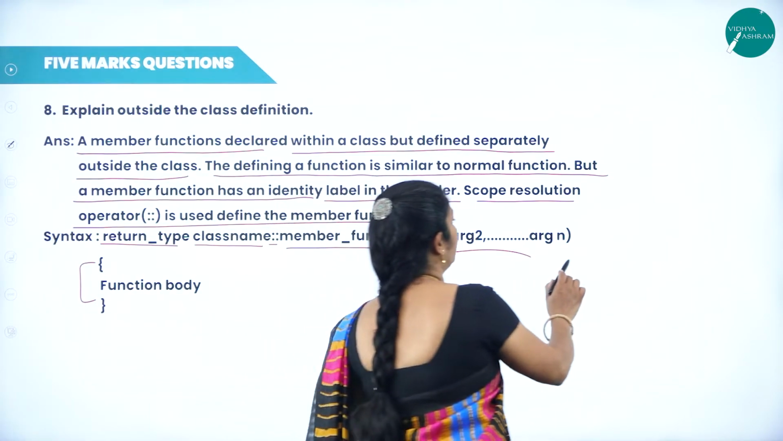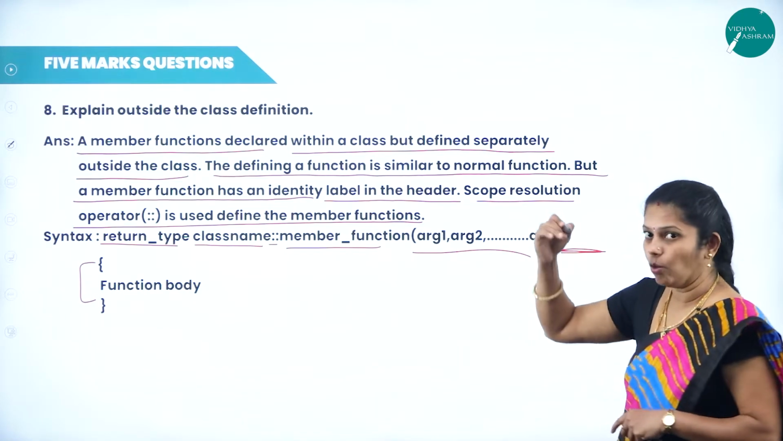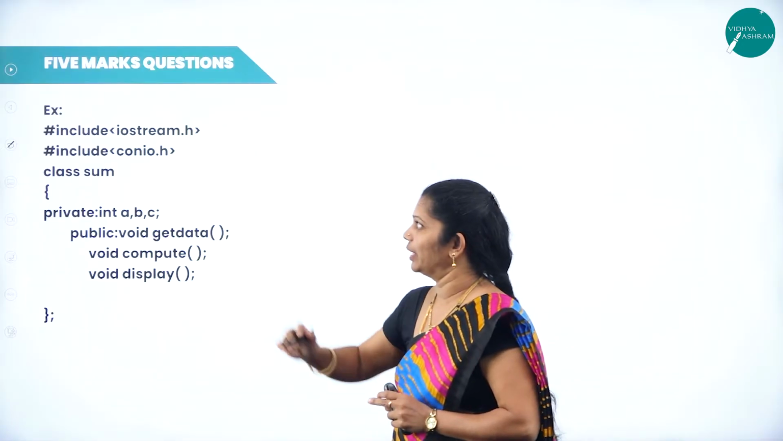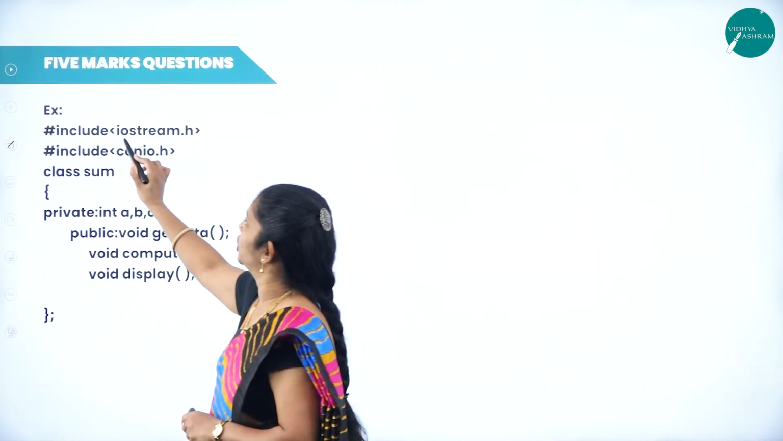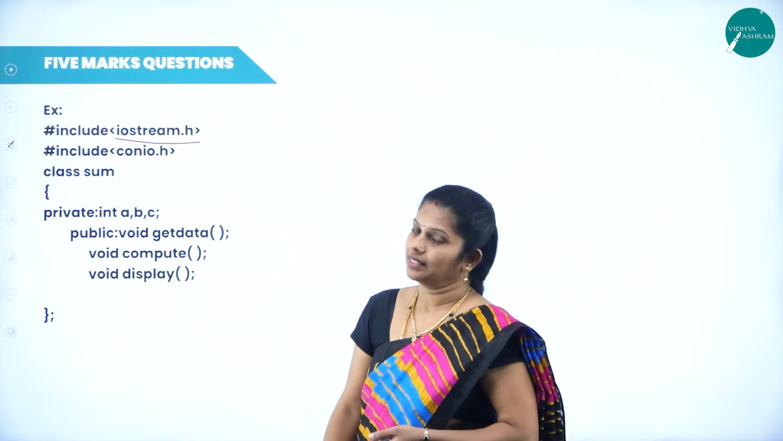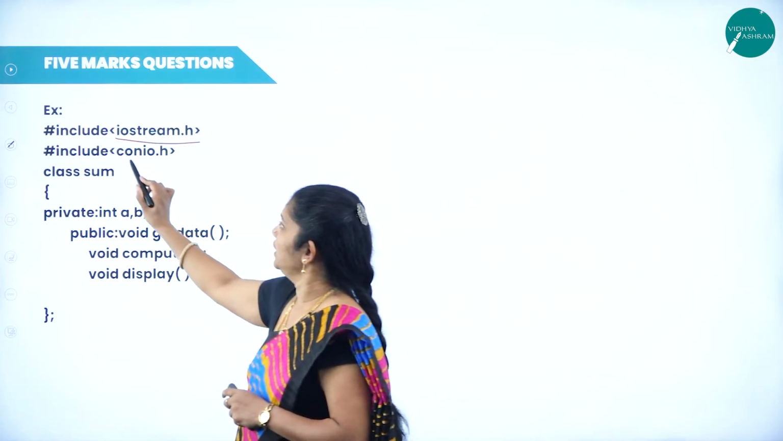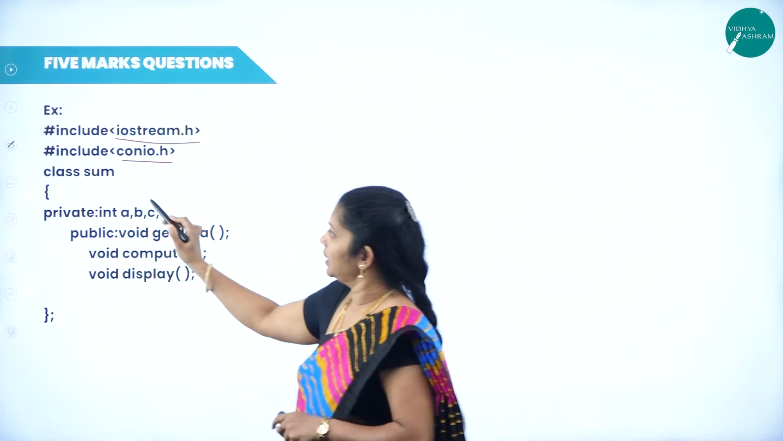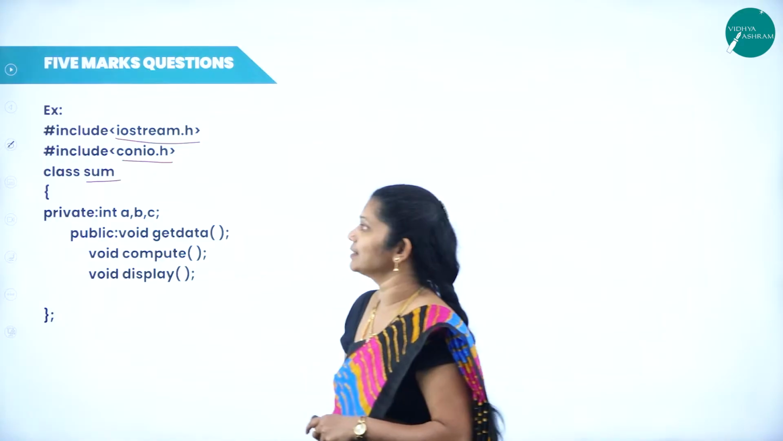But here, don't put any semicolon, because now we are writing the statement outside the class. Coming to the example program, first we are including iostream.h. This is a supporting header file for cin as well as the cout function. Then conio.h for clear screen as well as the getch function. Then the class name here is given as sum.